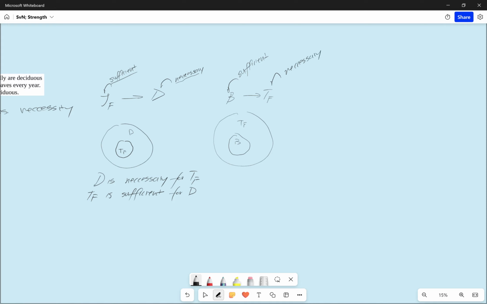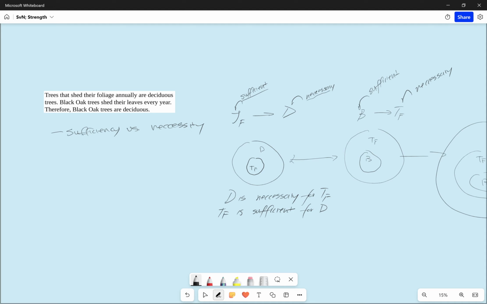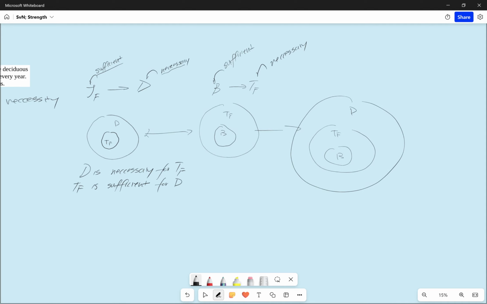Now, if you look at the relationship between these two sets, we can produce a third set that really highlights why this is a strong argument. What is the ultimate encompassing idea here? Well, it's deciduous trees, and what's part of that? Trees that shed their foliage, and what's part of that? Black oak trees. Now, we look at the conclusion here. Therefore, black oak trees are deciduous. Well, is this true? Yes.